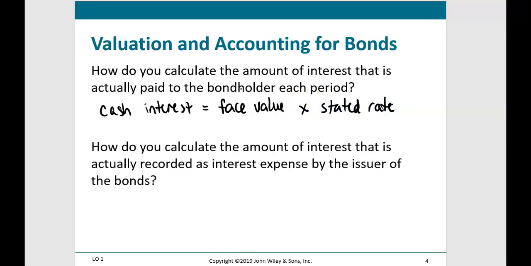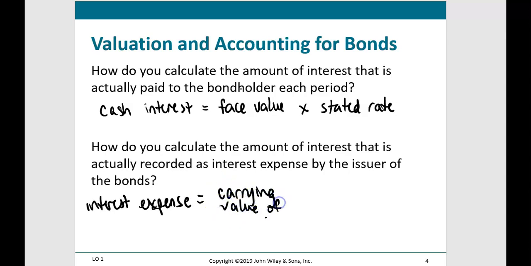And how do you calculate the amount of interest that is actually recorded as interest expense by the issuer of the bond? To do this, the interest expense is equal to not the face value, but the carrying value of the bond. And this is technically the beginning of period carrying value of the bond multiplied by not the stated rate, but the market rate or the effective rate.